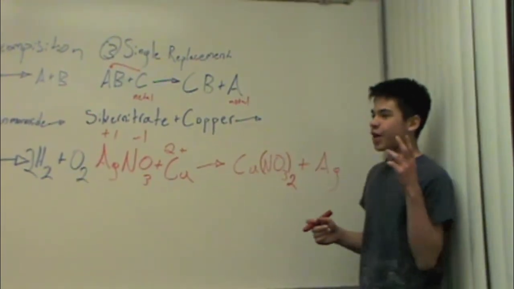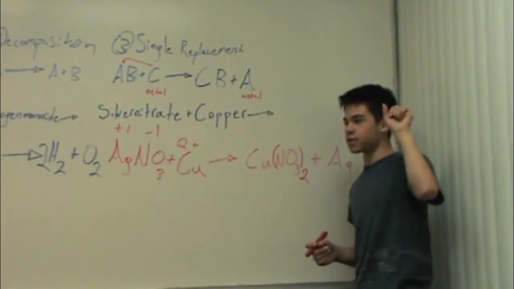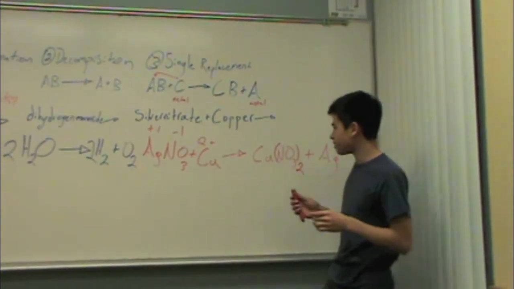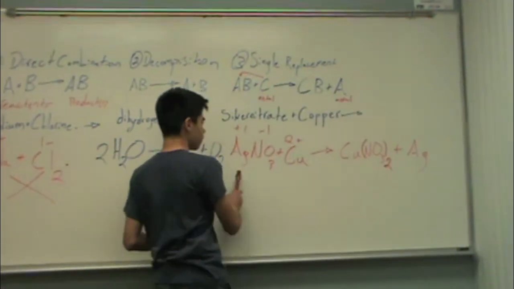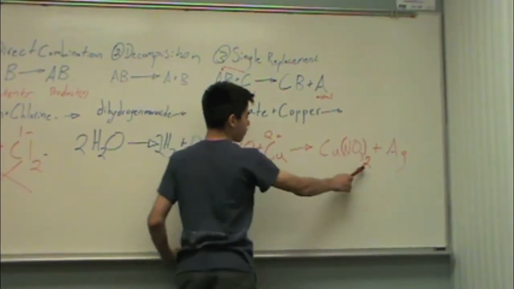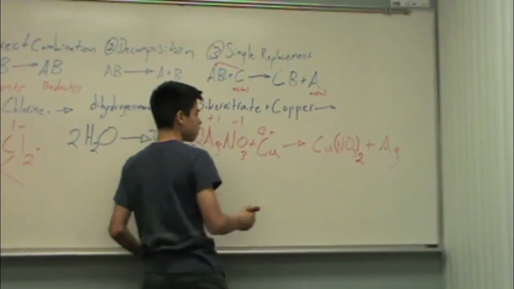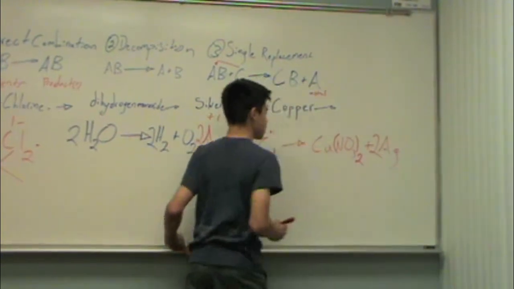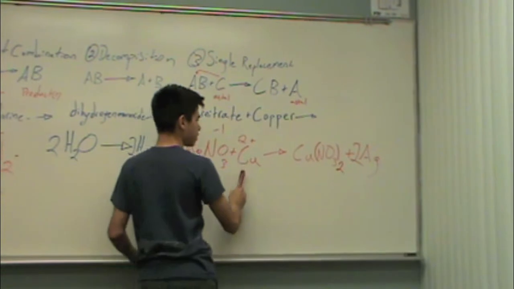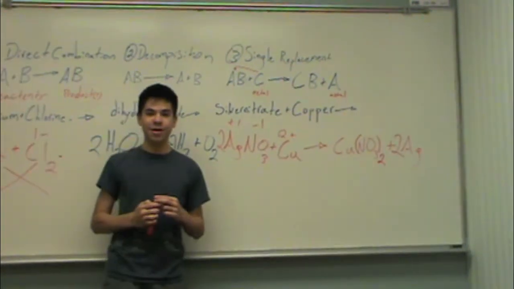Now if you do this, it's very cool, and you'll see little crystals of silver coming out of solution. It's very cool. Now let's check to see if this is balanced. We have 1 silver here, 1 silver here, 1 nitrate, but we have 2 nitrates now. So we're going to put a 2 here. So now we have 2 silvers. So we're going to put a 2 here to say that we have 2 silvers. So now we have 2 nitrates, 2 silvers, and 1 copper, and that is balanced. Okay?